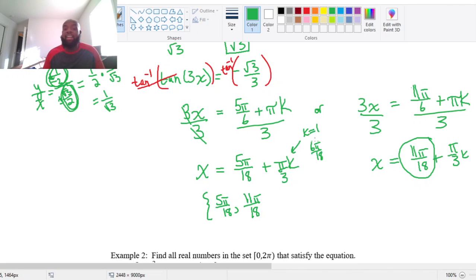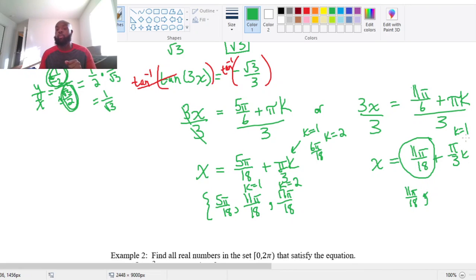And if I added another 6 pi over 18, which is letting k equal 2 here, I'm going to get 17 pi over 18. I want you to notice that. So I let k equal 1, and then I let k equal 2. So this is the value for letting k equal 1. This is the value for letting k equal 2, right? Now, if I start at 11 pi over 18 over here, and I let k equal 1, right?